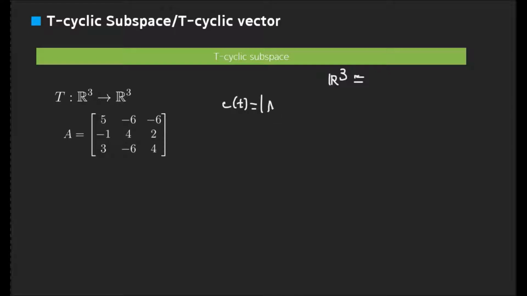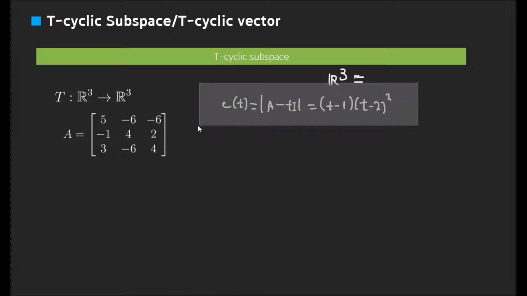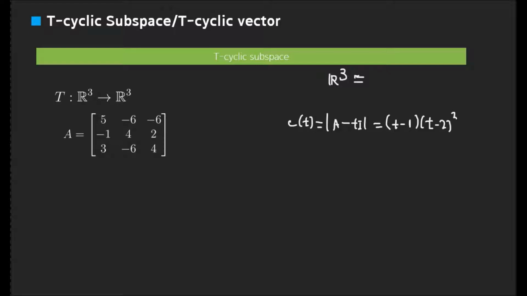Just calculate A minus tI. The result is t minus 1 and t minus 2 squared. This is the characteristic polynomial. And next we can find the minimal polynomial. But an important point: the characteristic polynomial always contains the same factors as the minimal polynomial, so the minimal polynomial always contains the factors t minus 1 and t minus 2, and the index depends on your evaluation. But we can find the index is just 1. So the minimal polynomial is t minus 1 times t minus 2.